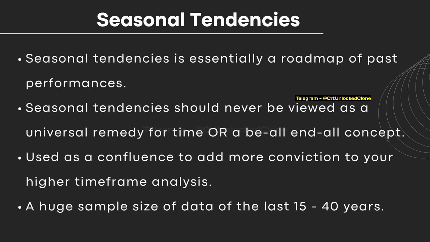So the basic definition I could give you for seasonal tendencies is that it's basically a roadmap of the past price action or past performance of assets in different markets, right? What I mean by that is that this particular concept takes past historical data from the range of 10 to 15 years all the way to 40, 50 years, and based off all of that data it shows us a particular theme in price action for different pairs and markets.